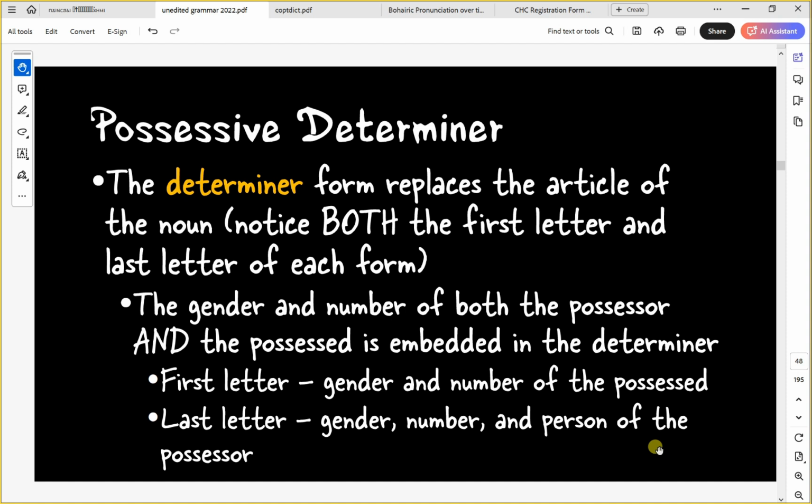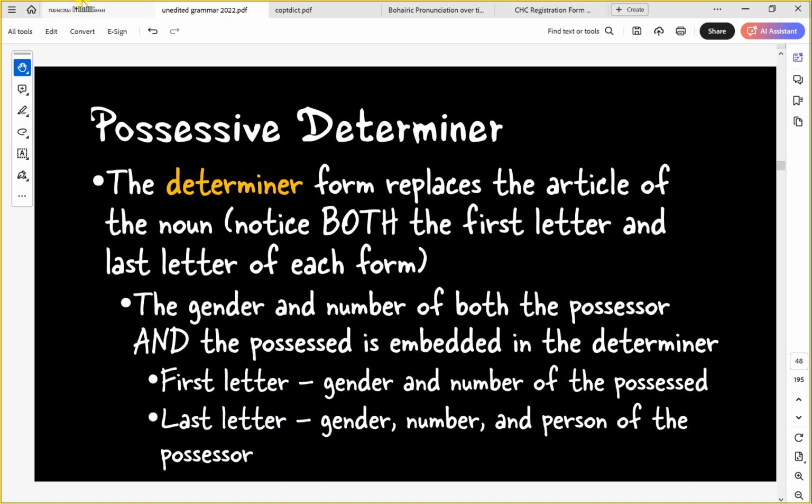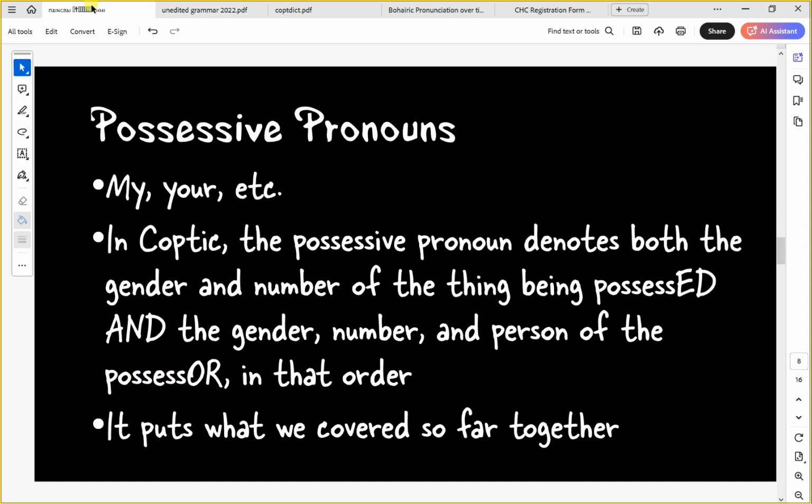Let's not go into this yet. We'll do the baby version first. If it'll let me. Okay. So possessive pronouns is my, your, etc.